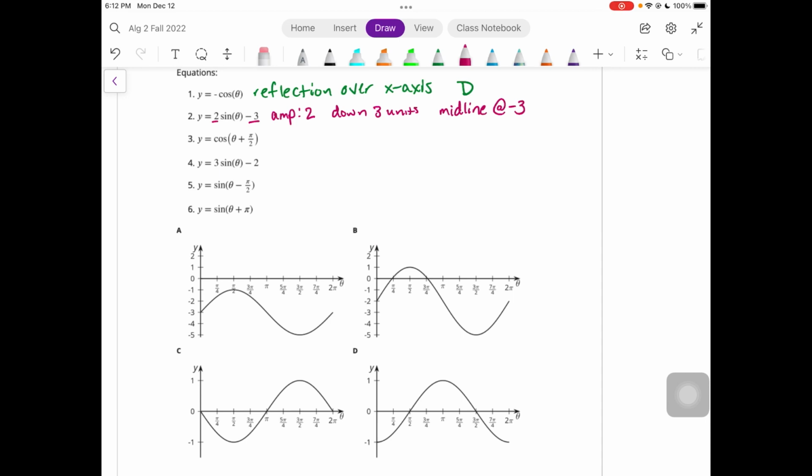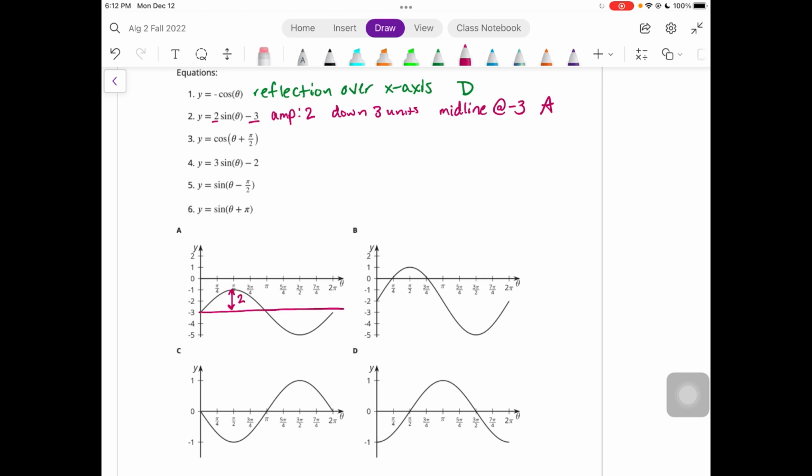It's a sine curve, so it still looks like sine. It's not been flipped or anything. And then our amplitude is 2, so our distance. So it looks like A, because here's your midline, and that's at -3. And then the distance from the maximum to that midline is 2. So number 2 is A.